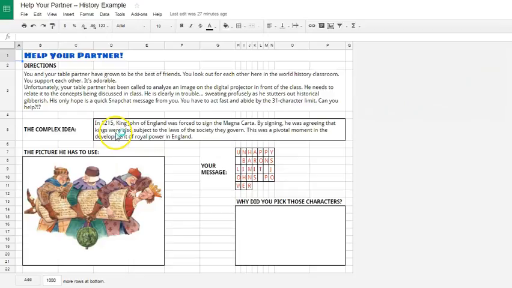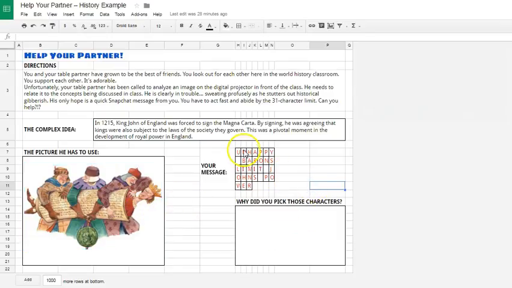But anyway, so I went ahead and put together a history example. Here it is. So the complex idea is about the Magna Carta, and what it says is in 1215, King John of England was forced to sign the Magna Carta. By signing, he was agreeing that kings were also subject to laws of the society they govern. I put a picture in here, and my idea would be that the student was called up to the front and given this picture and said, "Can you explain what's happening historically and what's the significance?"